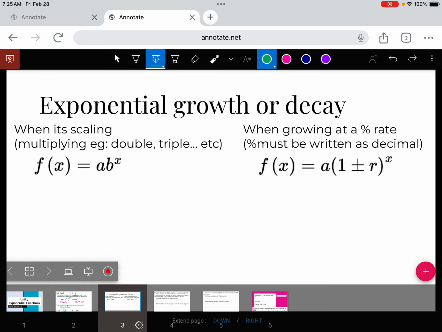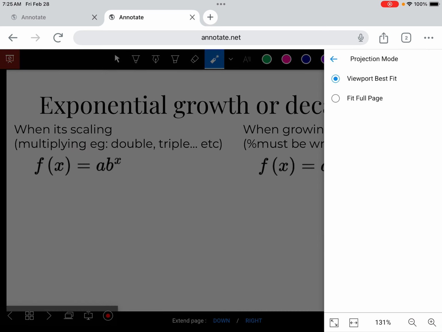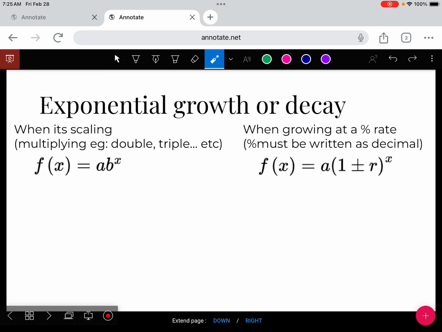So, this is what we did yesterday. That's called a scaling multiplication. So things like double, triple, quadruple, halve. Those things are all things that work on this kind of structure.